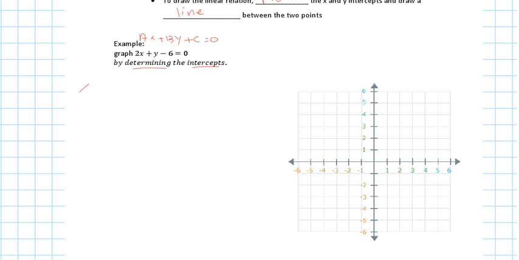To find the x-intercept, I set y to 0. So to find the x-intercept, y is equal to 0. So I am replacing y with 0. So that's going to be 2x plus 0 minus 6 equals 0. Are we okay with that part? Okay, so I replaced y with a 0.